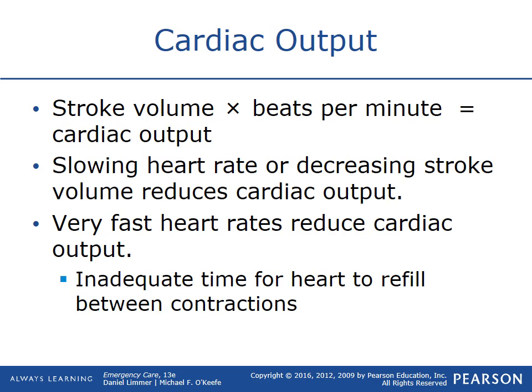So cardiac output is stroke volume, how much blood it can push out in one beat, multiplied by beats per minute, and you have what's called cardiac output. So, kind of like the minute volume in respirations. A slowing heart rate or decreasing stroke volume will reduce cardiac output. Very fast heart rates reduce cardiac output because it doesn't have a good stroke volume. There's not enough time for the heart to fill, or preload, between contractions.